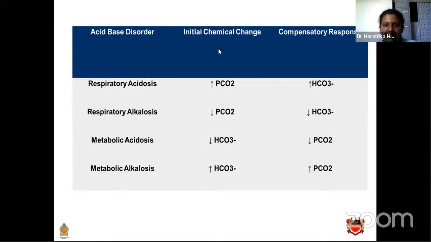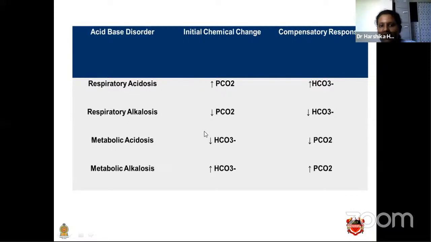Let's go through these one by one. It says respiratory acidosis. So you know your pH is less than 7.35. Since they have mentioned it's respiratory acidosis, you know your primary change should be in the carbon dioxide tension. So the initial change is raised PCO2. The compensatory response is increased bicarbonate.